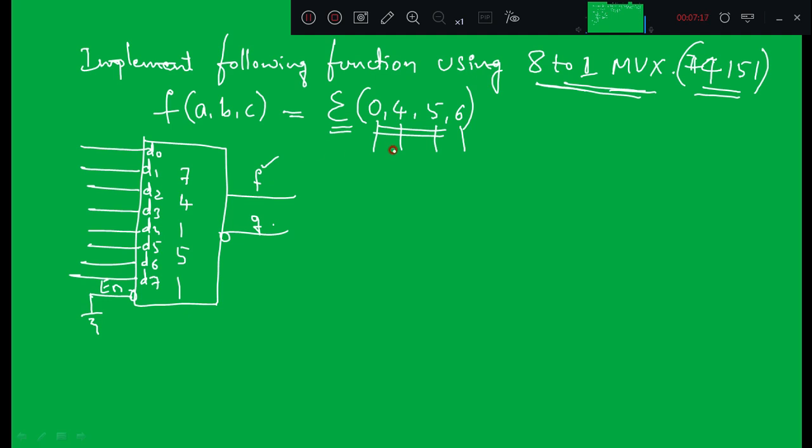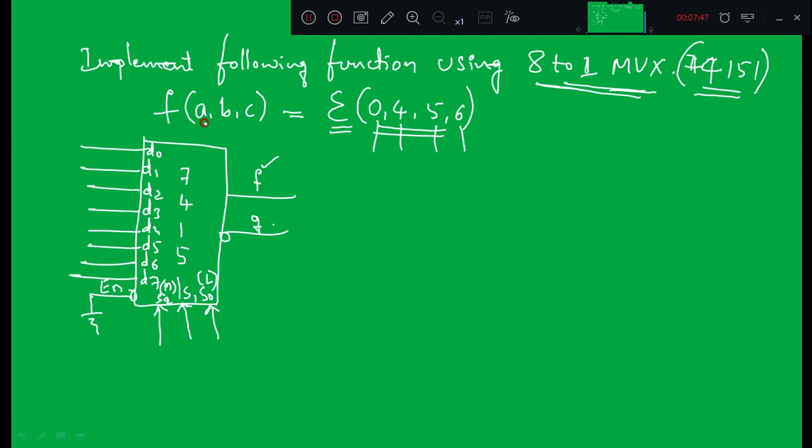Taking an 8 is to 1 mux and designing a function when three inputs are given is very easy. Let me solve this problem first and I'll explain it. See, this 8 is to 1 mux has how many select lines? 3 select lines, right? One is S2, one is S1, one is S0, where S0 is LSB and S2 is MSB.